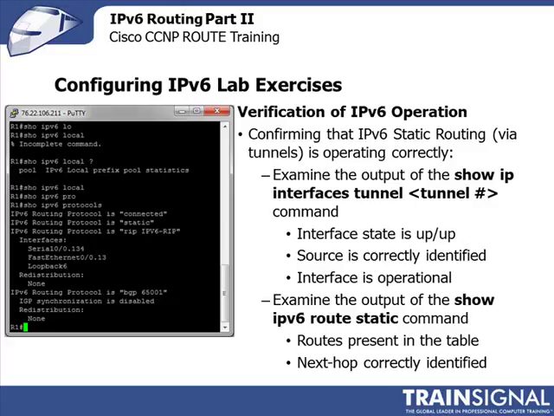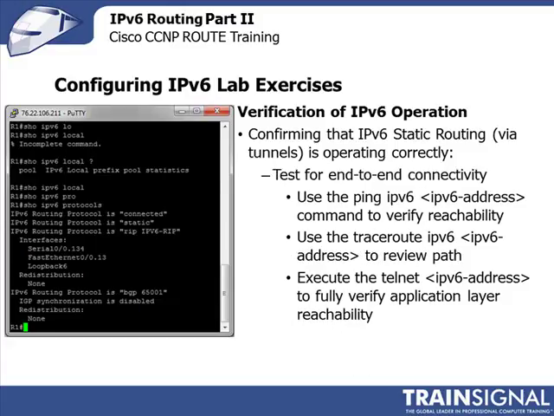And if you remember, when we actually had the correct endpoint identified, it would bring up the tunnel layer 2 protocol. Make sure the source is correctly identified and the interface is operational. Then you can look at the show IPv6 route static command, which is like the show IPv6 route we just did on a couple of occasions, and it does the same thing. Make sure the right routes are present in the table and the next hop is correctly identified.